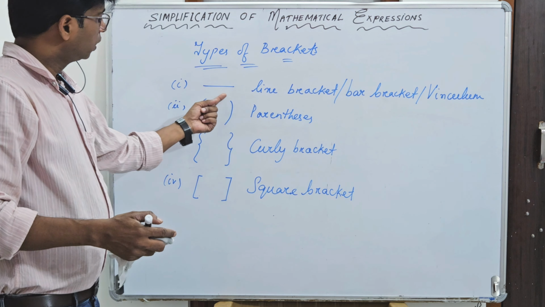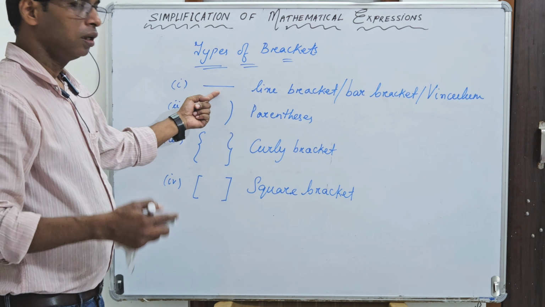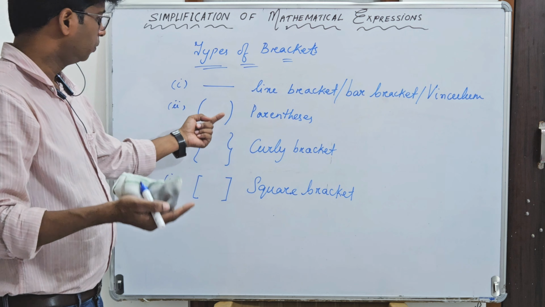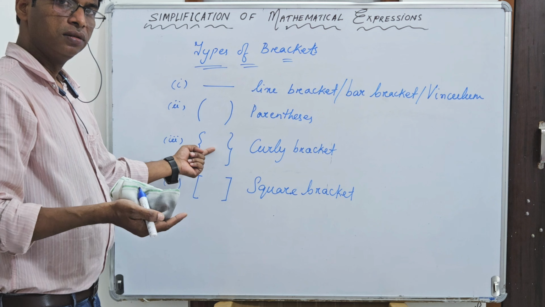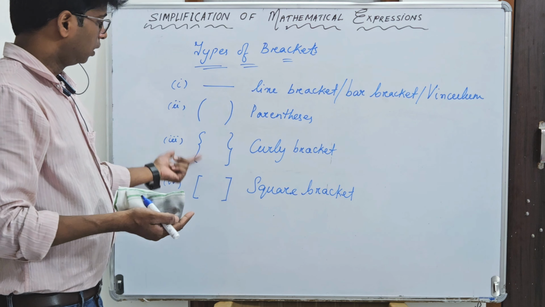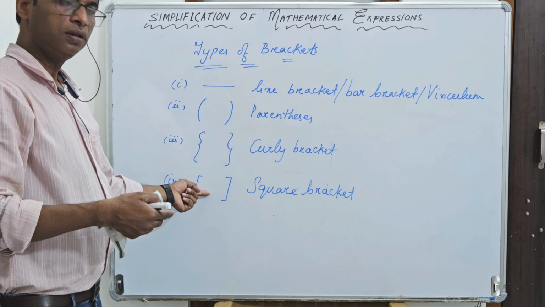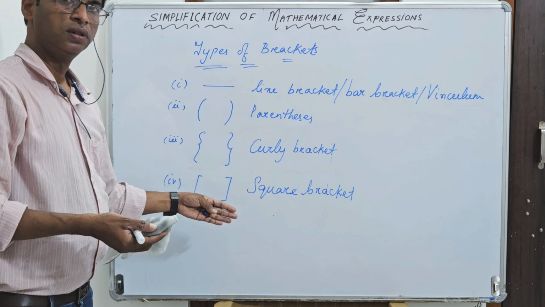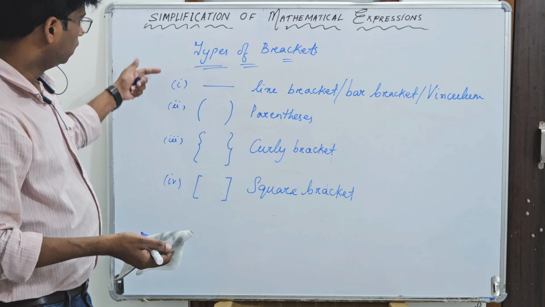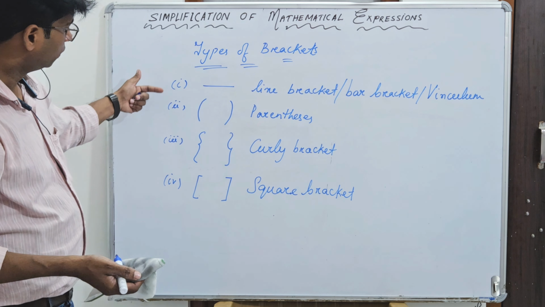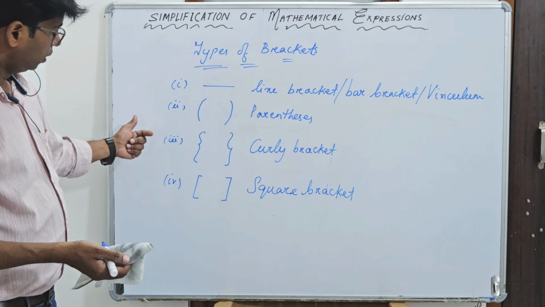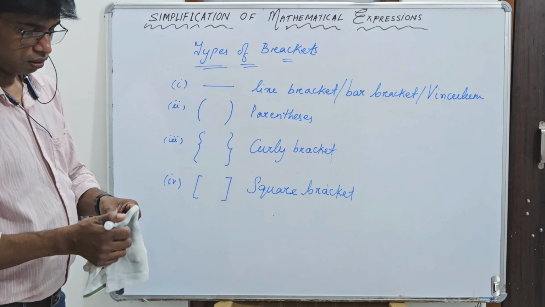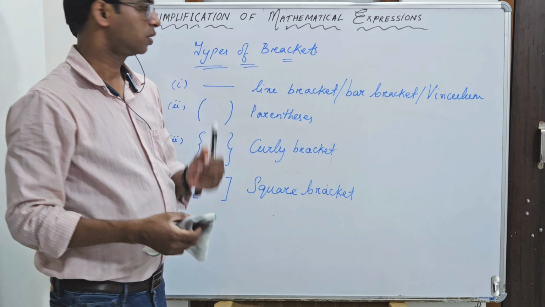First, whatever is given under the line bracket has to be solved first. Then within the parenthesis, then the next step is the curly braces. Within the curly braces you have to solve. Then the last step is your what? Within the square bracket you have to solve. So in a sequence you have to follow. So these are the uses of brackets, and in the sequence, first this is solved, then this, then the third, then the fourth. So in a sequence you have to follow and go for the simplification of mathematical expression.